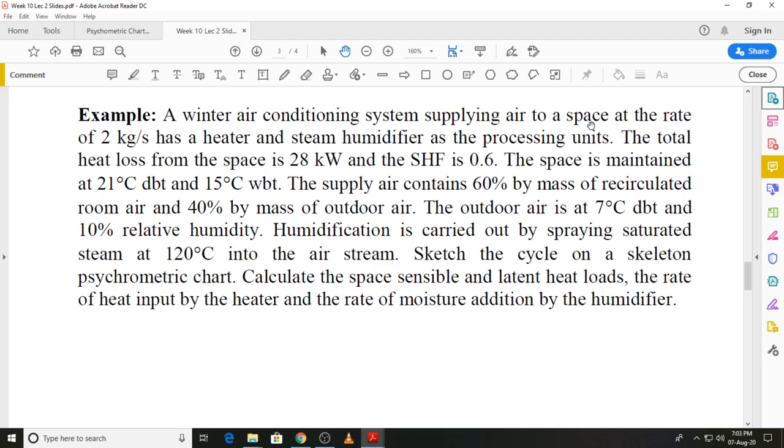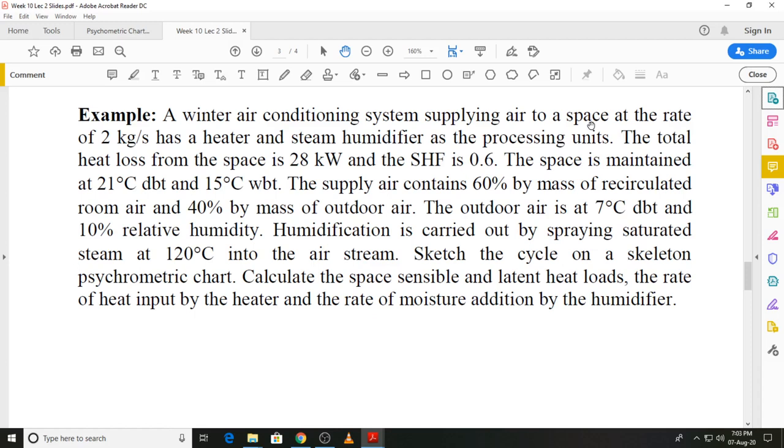So the first thing that we will do is sketch it on the psychrometric diagram. That is just a sketch. We have to calculate the sensible and latent heat loads, the rate of heat input by the heater, and the rate of moisture addition by the humidifier. And let's move on to the solution.